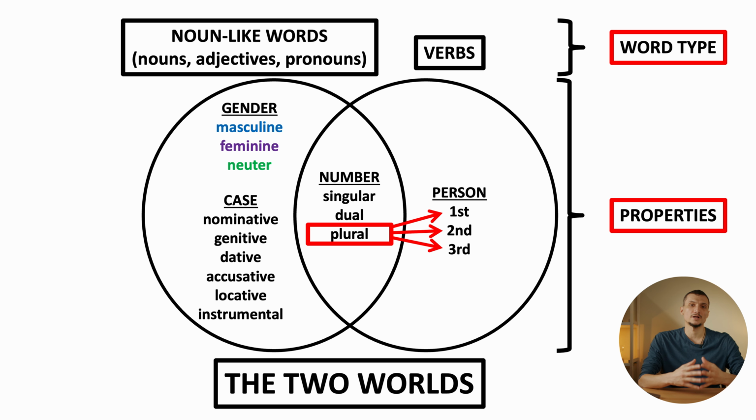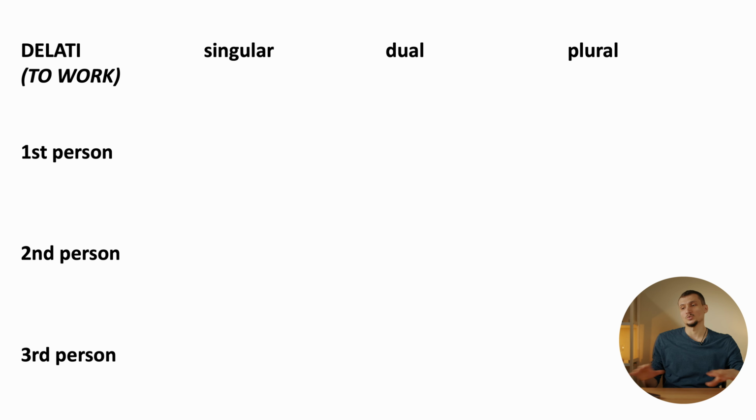In other words, we will learn how to conjugate verbs. To conjugate is a fancy term that basically means to do just that. I work, you work. So to go through the different forms of a verb, that is to conjugate a verb. And that's what we will start doing today. So we have a verb here, delati, to work. And we have the singular, dual, and plural. Those will be our columns, and our rows are the first, second, and the third person. So we're all set to conjugate the verb delati.